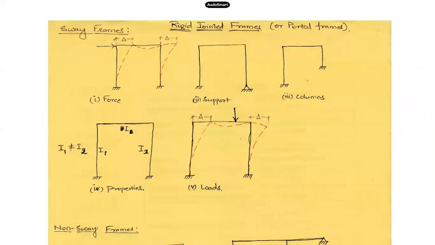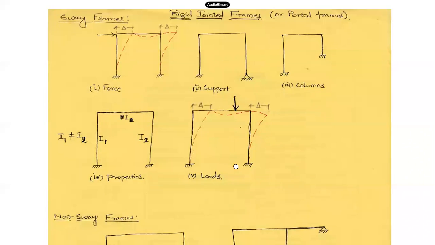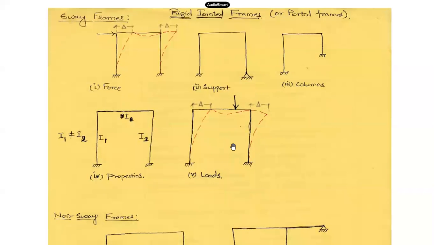Now the analysis we are dealing with in this slope deflection module is analysis of rigid jointed frames. They are also called portal frames. When you go for analysis of rigid jointed frames, there will be two types of behaviors: one is a sway behavior, another is a non-sway behavior. There can be a lateral displacement of the frame, like what has been shown over here.